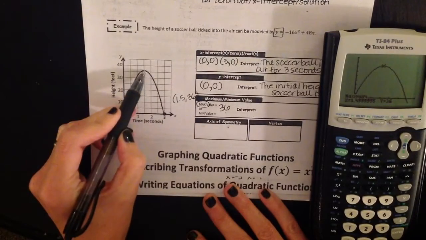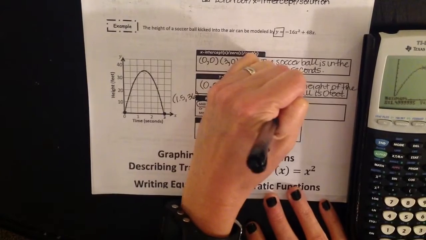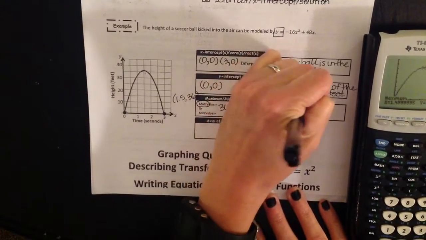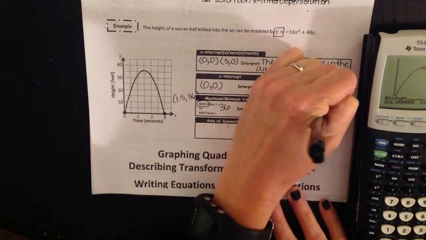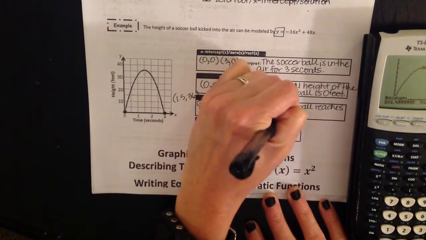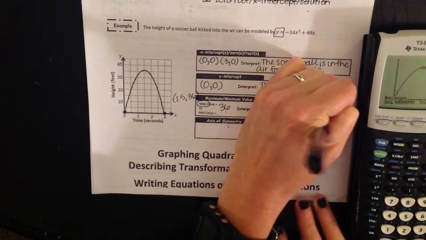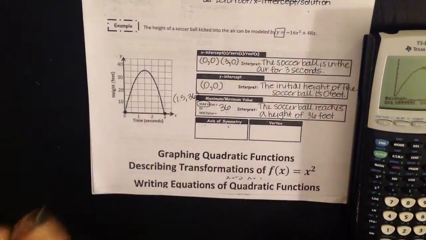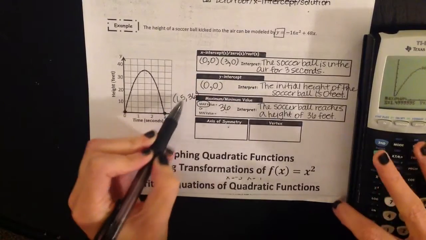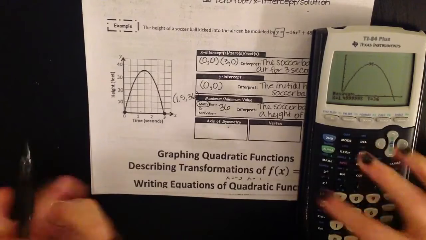And since 36 is a y value, it's saying that the soccer ball reaches a height of 36 feet. And if we wanted to know how many seconds it takes to reach 36 feet, we just look at the x value of our vertex. It takes 1.5 seconds for it to get to 36 feet.